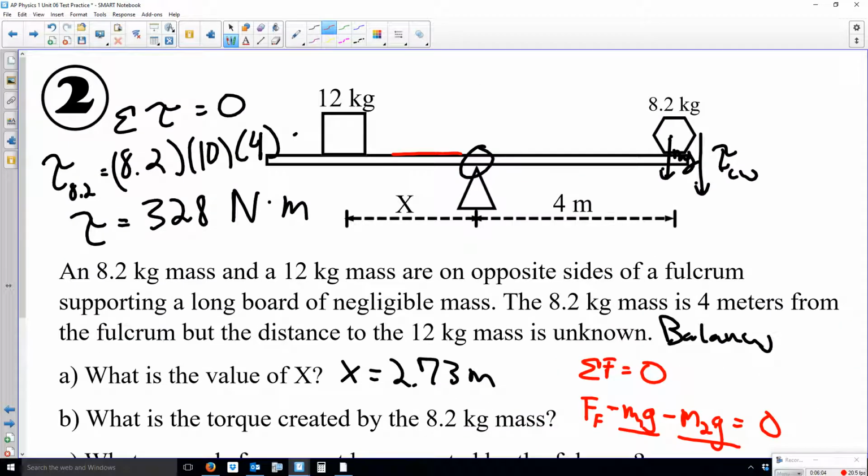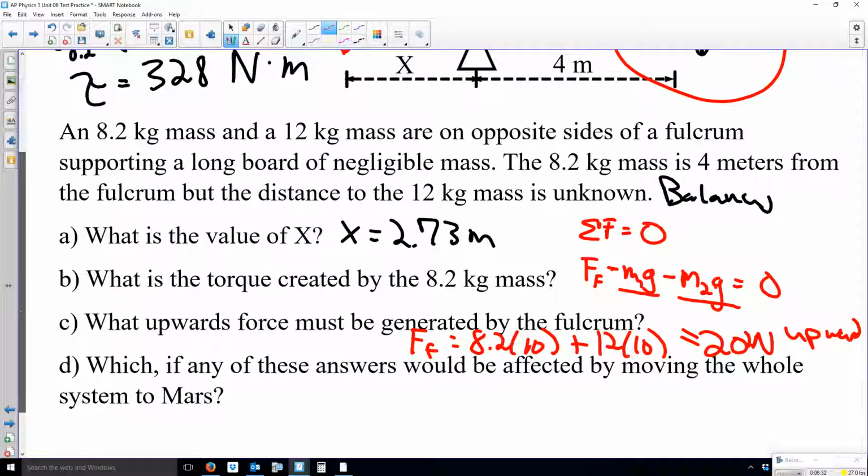So the value of X, regardless of what planet we're on, because both of those torques were affected by gravity in the same way, if we change it, it affects them the same way, and we end up needing the same distance. But when we're talking about specifics, the torque created by this one is changed if we change the gravity, and the same is true of the force that needs to be applied upward by that fulcrum. It will actually be less on Mars. The gravity on Mars is actually a little bit less than it is on Earth.